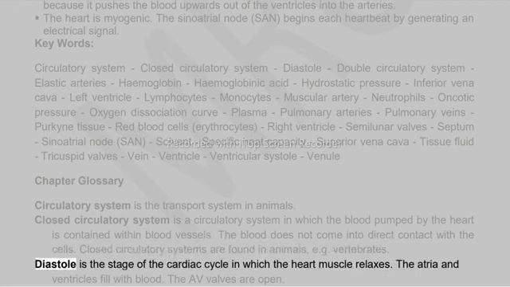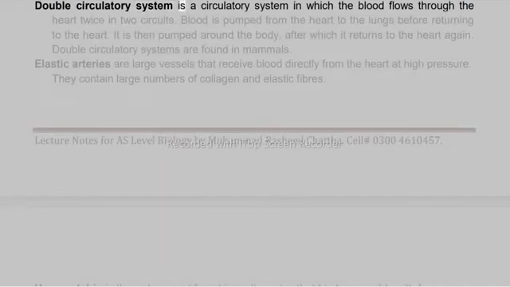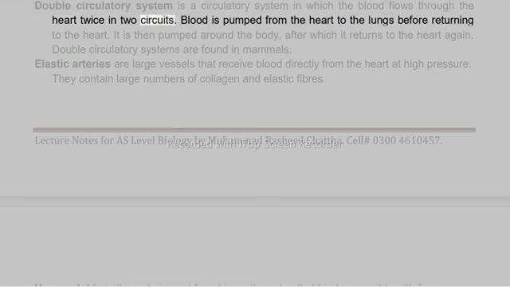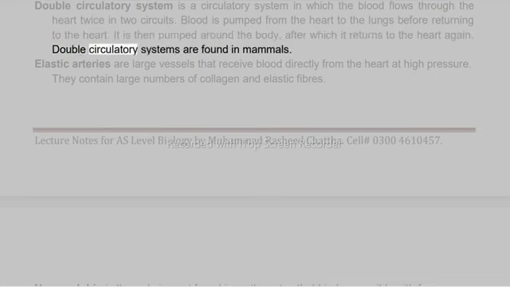Diastole is the stage of the cardiac cycle in which the heart muscle relaxes. The atria and ventricles fill with blood. The AV valves are open. Double circulatory system is a circulatory system in which the blood flows through the heart twice in 2 circuits. Blood is pumped from the heart to the lungs before returning to the heart. It is then pumped around the body, after which it returns to the heart again. Double circulatory systems are found in mammals.